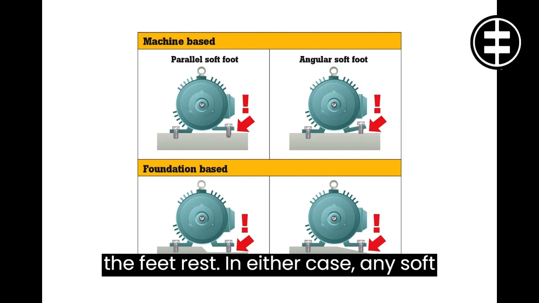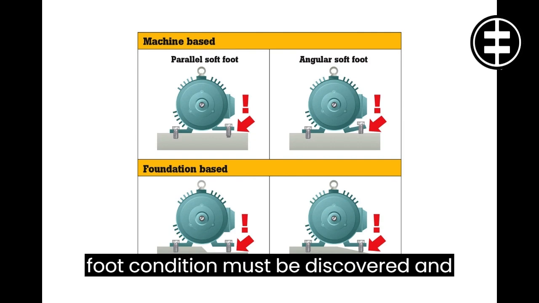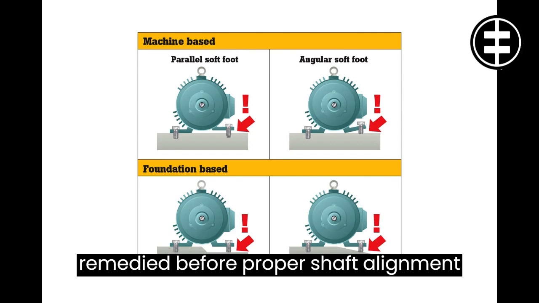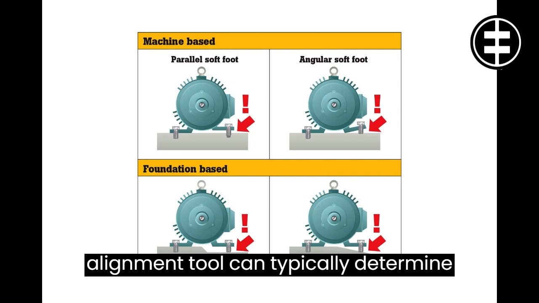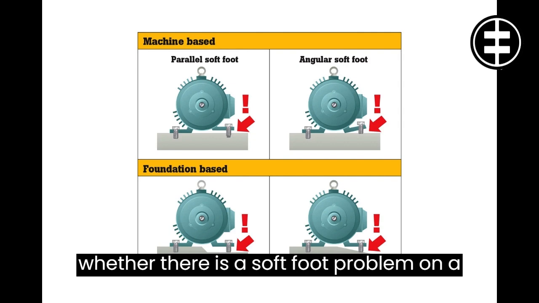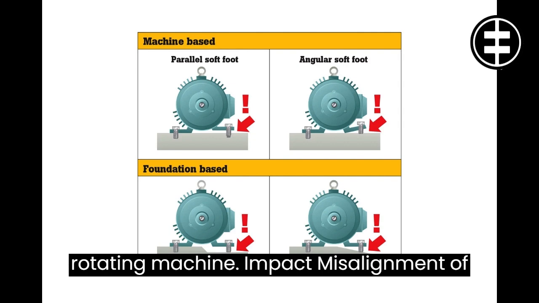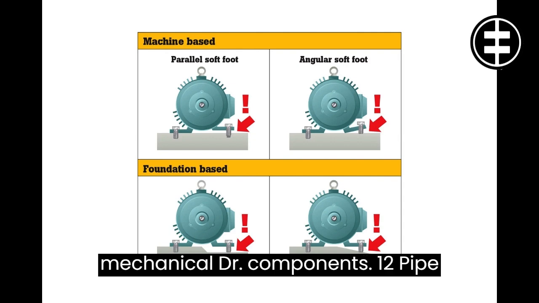In either case, any soft foot condition must be discovered and remedied before proper shaft alignment can be achieved. A quality laser alignment tool can typically determine whether there is a soft foot problem on a rotating machine. Impact: misalignment of mechanical drive components.